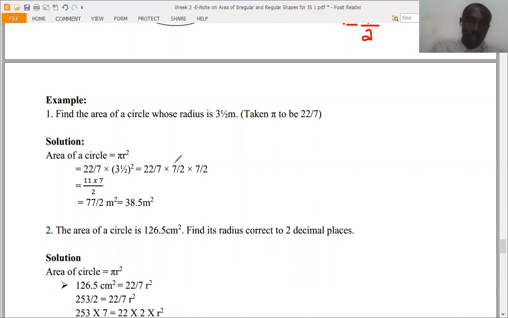And 3.5 is a mixed fraction. When you convert it to an improper fraction, it gives us 7/2. And there's a square to it. So that means 7/2 times 7/2. Okay. So 22/7 times 7/2 times 7/2, you get 77/2 meters squared, which is equal to 38.5 meters squared. So that is the step before the final answer, and that was quite easy, I believe.